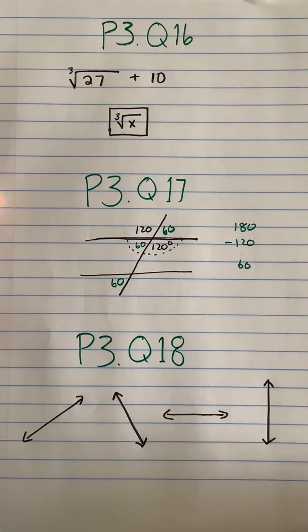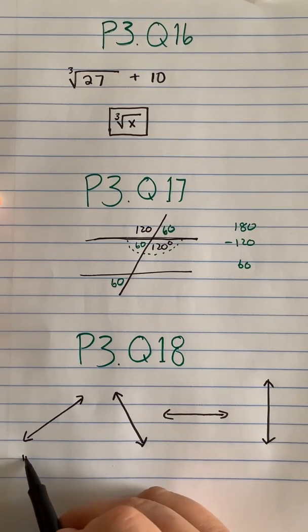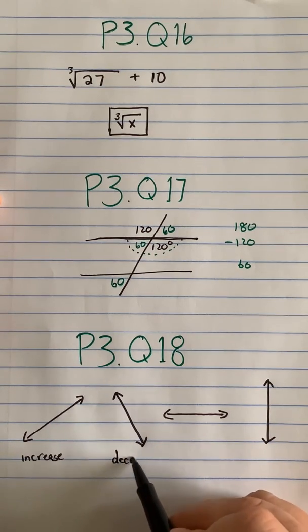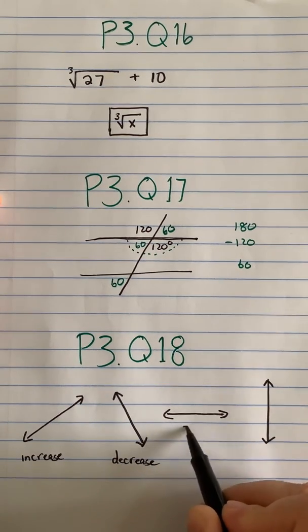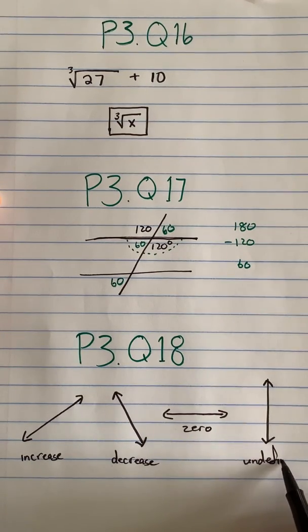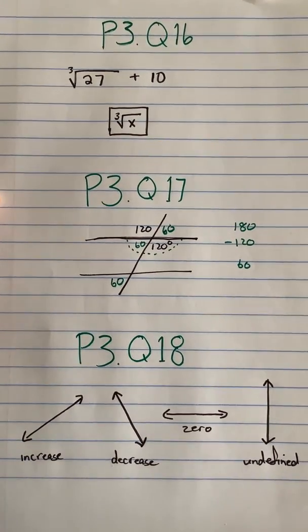Okay, so take a look at your, let me write this again. So this is increasing. This is decreasing. This would be 0 and undefined. So go ahead and take a look at your graph, or your function, and see which one that matches.